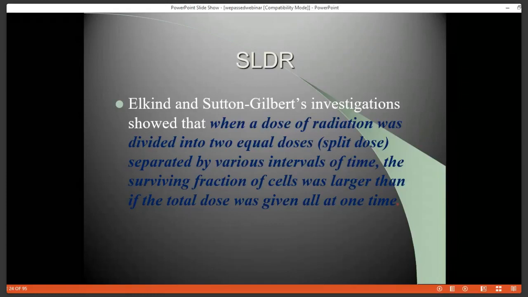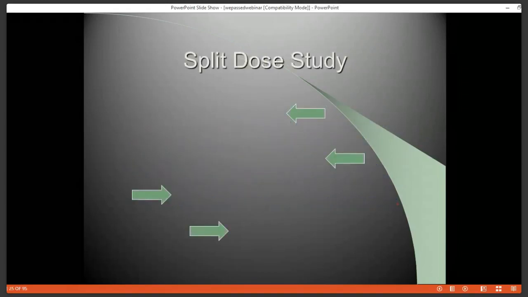They're separated by various intervals of time, generally more than 6 hours, and as long as 24 hours in between doses. And what you see is that as you take a larger dose and split it into smaller equal fractions, the number of cells that survive tends to increase, because we're giving them time in between these smaller sublethal doses of radiation to repair the damage itself.